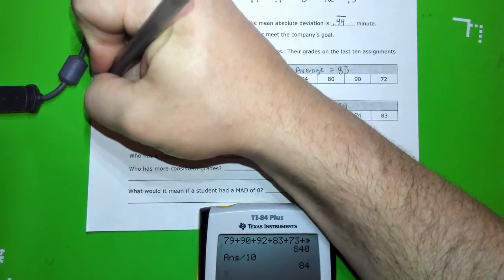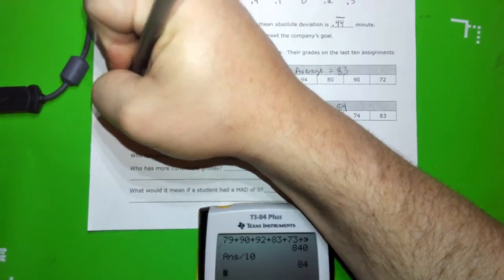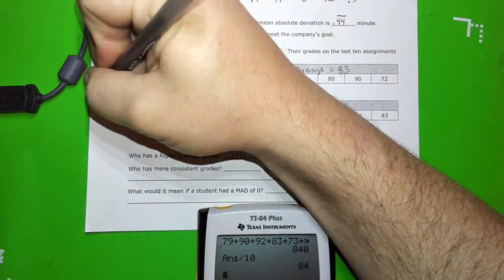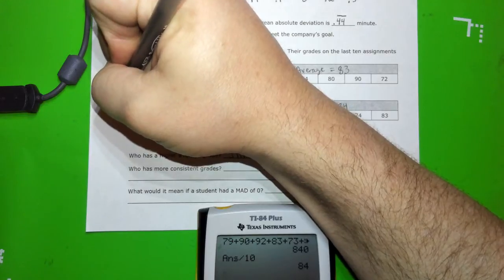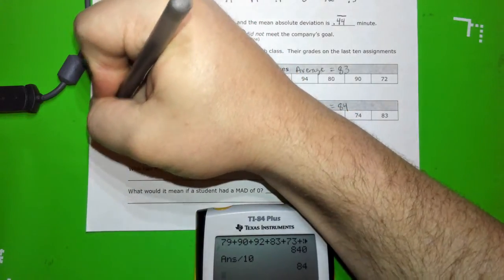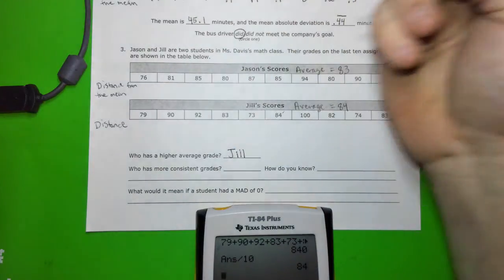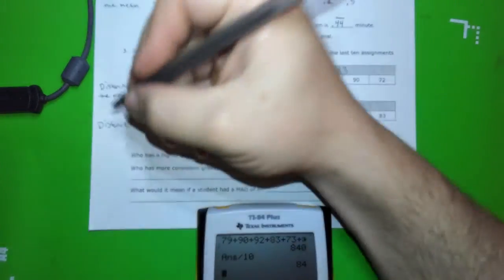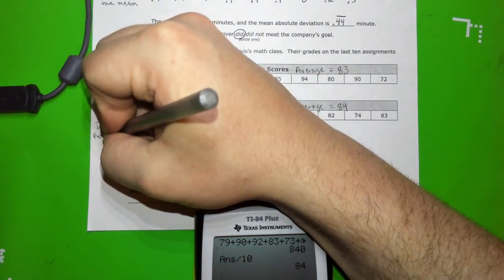So we're going to do distance from the mean on both Jason's and Jill's scores.